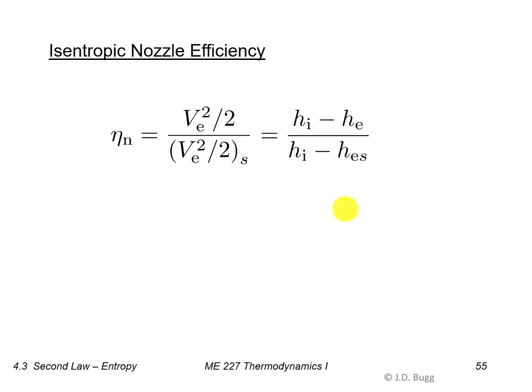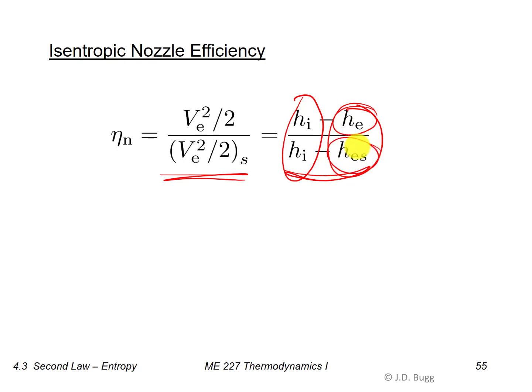And just as we saw for the turbine and for the compressor, we can express these kinetic energies as a function of enthalpy changes. So again, the same inlet conditions and the same exit pressure, but the enthalpy at the exit is different between the real case and the isentropic case.